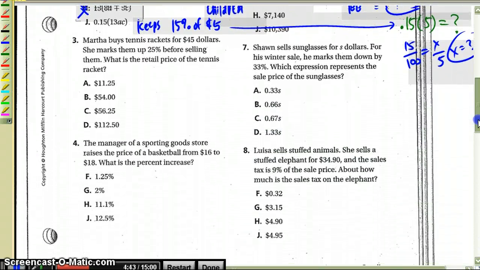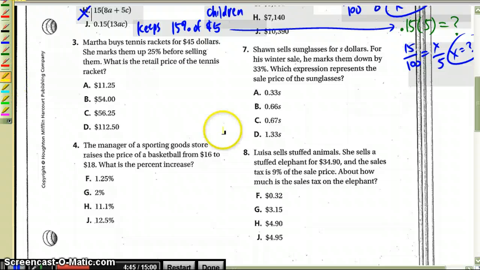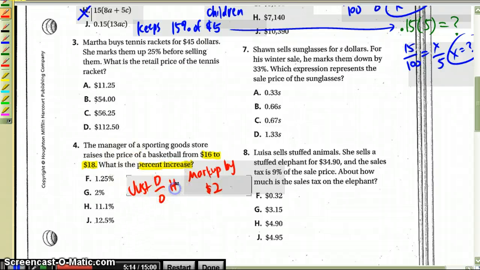Number 4. We're going to skip down to number 4. All right. Price is going to go up for the basketball from $16 to $18. What's the percent increase? What's happening here is they're kind of marking it up. They're marking it up by $2. Well, what is $2 in a percentage of the original price? You need to just do it.